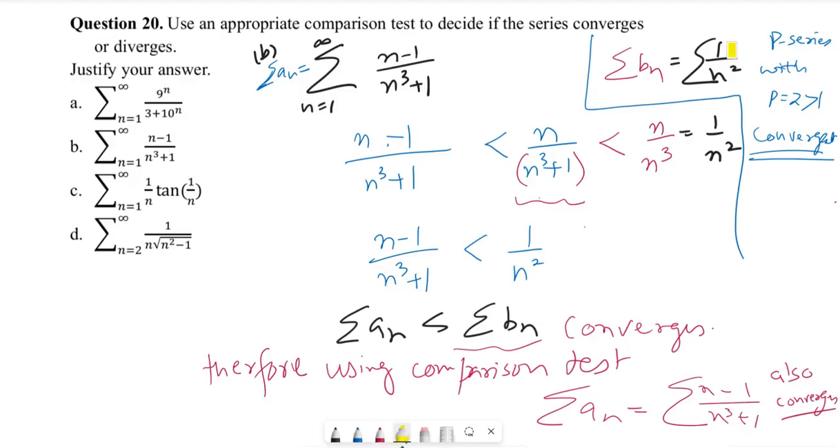Pay attention, this comparison test is applicable because the terms are positive here, for most of the terms. So the comparison test for positive term series can be used. You only need to come up with another series about which you know, and then show the comparison, and then you can write the answer.